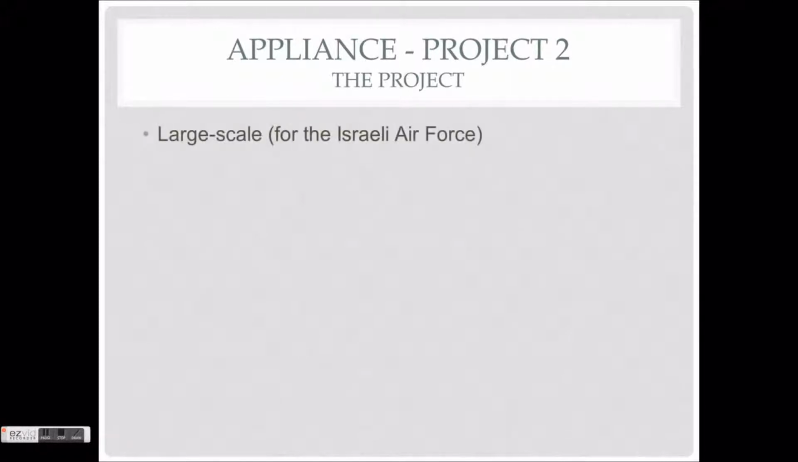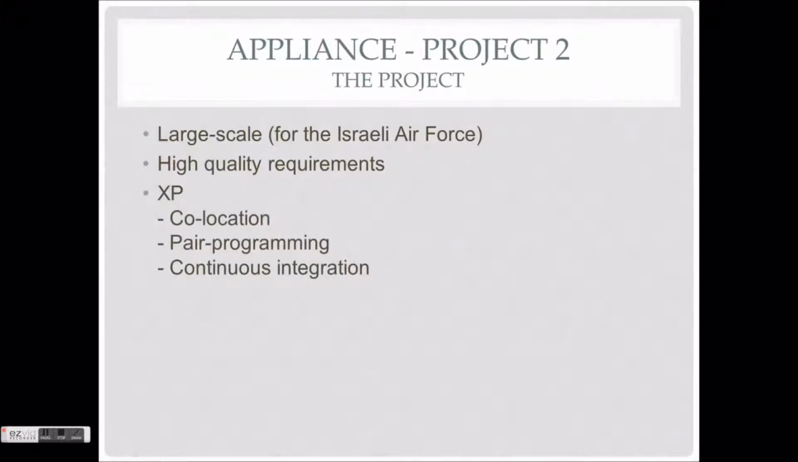Jumping over to the second article I've read, this was an article about a much larger project. In fact, it was a system for the Israeli Air Force, and therefore, as you understand, the quality requirements were very high. This project also applied the extreme programming concepts with co-location, pair programming, and continuous integration, which basically means that you strive to always work against a well updated repository.